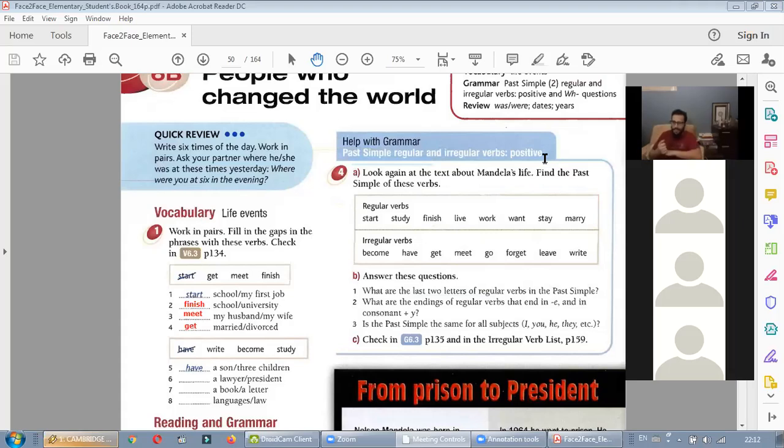All right, okay. So this is the idea. If you want to talk about marriage and divorce, get is a good verb. You can say Ahmed got married, Ahmed got divorced, and so on. Let's check the next group of phrases. So we have write, come, study. So you have a son, or you have 3 children. Become a lawyer. Correct. So you become a lawyer, or you become a president.